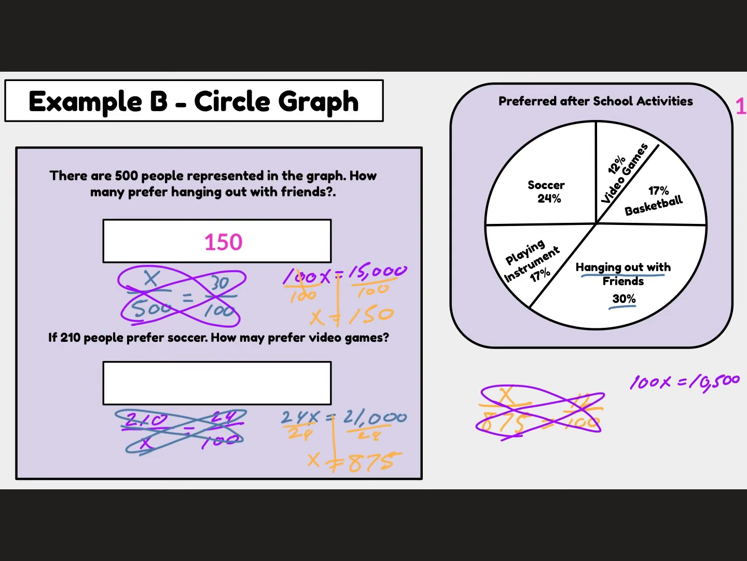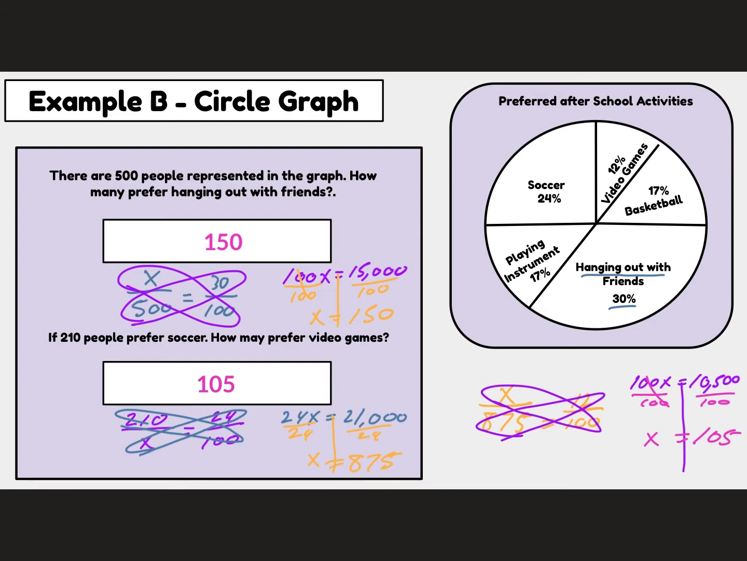Don't recommend doing it in your head if you don't need to. Then I'm going to draw my wall and solve my equation by dividing both sides by 100. 100 divided by 100 is going to be x, and 10,500 divided by 100 is going to be 105. So the number of people that like video games in this problem is 105.